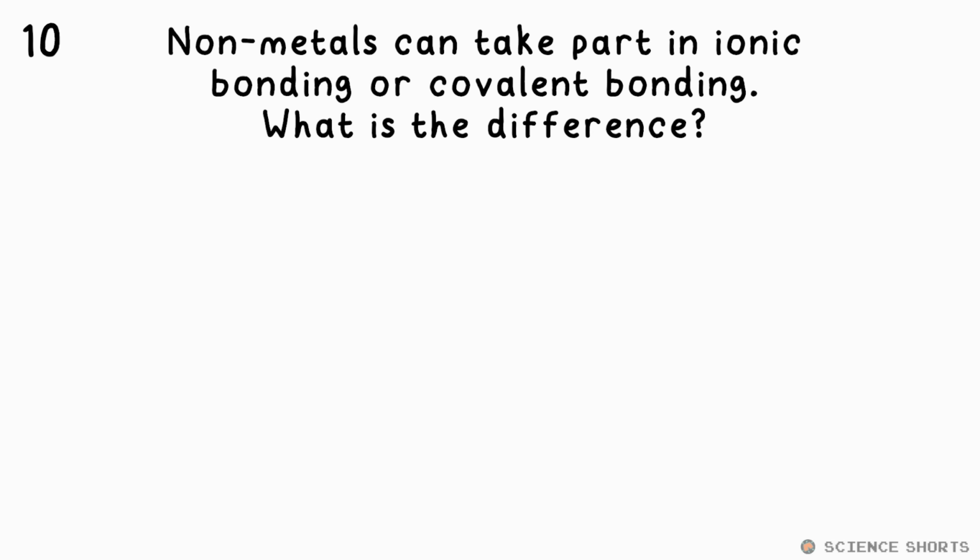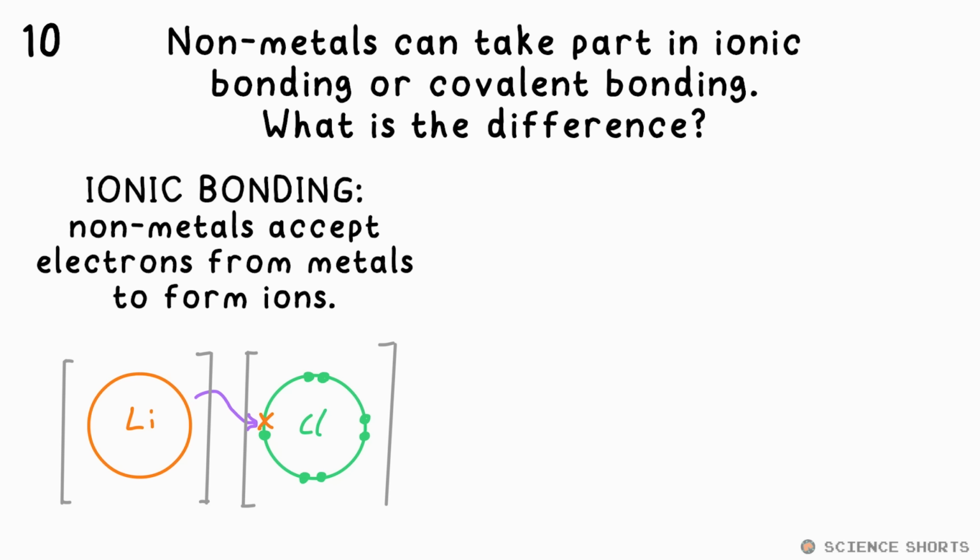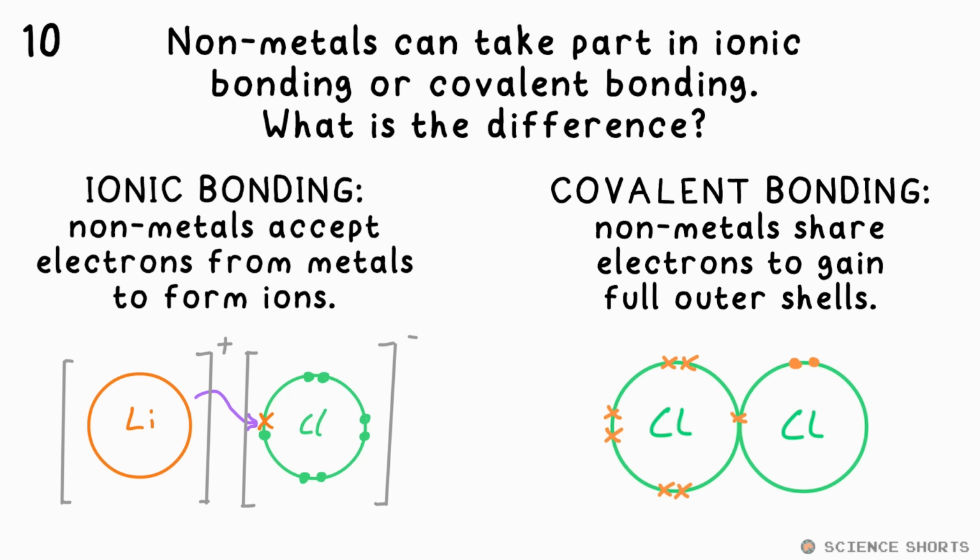Non-metals can take part in ionic bonding or covalent bonding. What's the difference? In ionic bonding, non-metal atoms will accept electrons from metals to get a full outer shell of electrons, and they become negative ions or anions in the process. Non-metals can also bond to each other by sharing electrons to get a full outer shell instead.